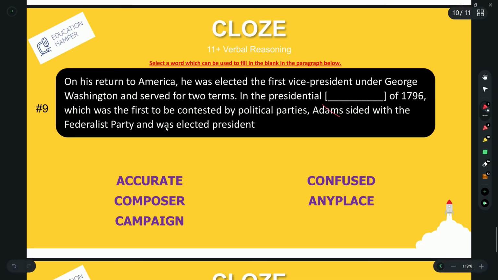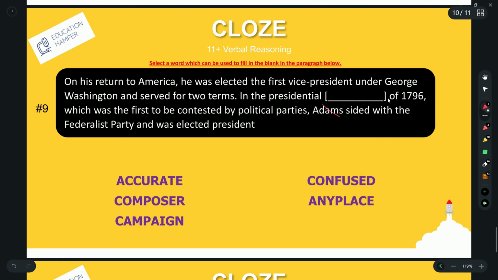Question 9. On his return to America, he was elected the first vice president under George Washington and served for 2 terms. So this individual returned to America and was elected first vice president, which is quite a senior role within the government under, I assume, the president here, George Washington, and he served for 2 terms. I think each term is 4 years, so that's 8 years in total.